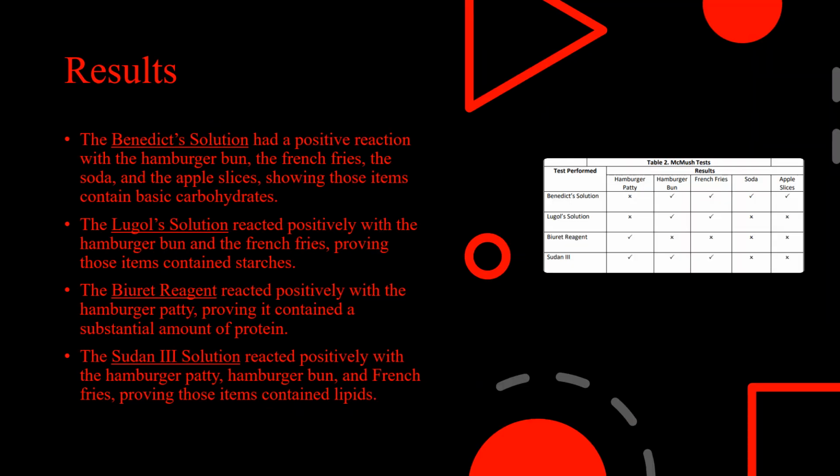Results. The Benedict's solution had a positive reaction with the hamburger bun, the french fries, the soda, and the apple slices, showing those items contain basic carbohydrates. The Lugol's solution reacted positively with the hamburger bun and the french fries, proving those items contained starches. The Biuret's reagent reacted positively with the hamburger patty, proving it contained a substantial amount of protein. The Sudan III solution reacted positively with the hamburger patty, hamburger bun, and french fries, proving those items contained lipids.